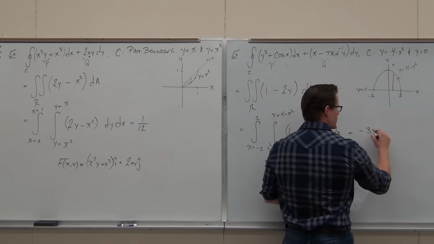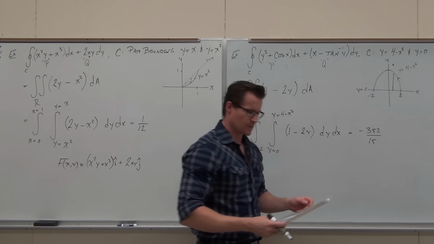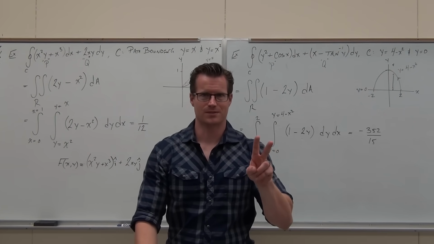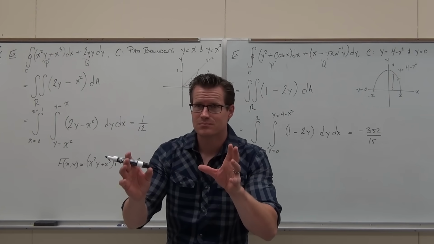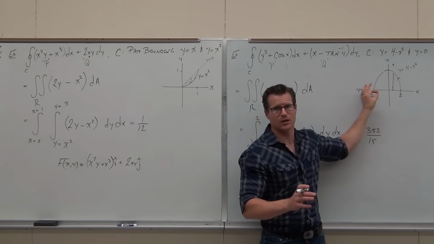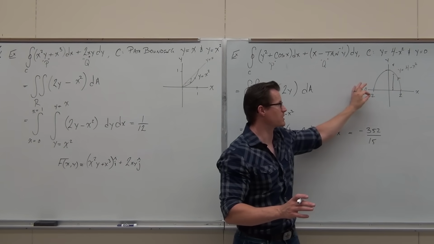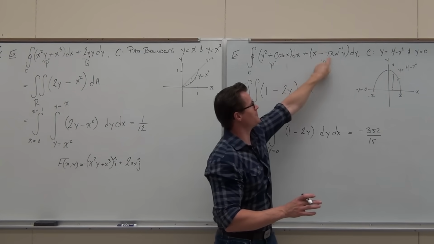That's nice. The answer here, if you want to check it yourself, is -352 over 15. Two things. What is it? Work done over this curve. Well, along this pathway, the positive clockwise direction, through this vector field.